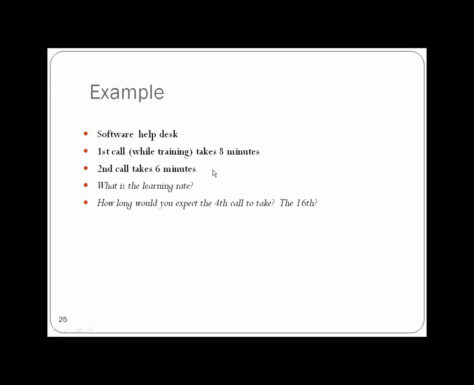Well, to get the learning rate, what I would do is take the time for the second unit and divide it by the time for the first unit, and I get that ratio, 75%. So I would say this is a 75% learning curve. So what's the time for the fourth unit going to be, the fourth call they do? Well, I take the time for the second, and I multiply it by 75%, and that turns out to be 4.5 minutes for the fourth call.